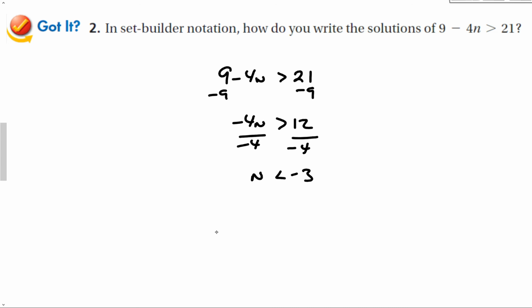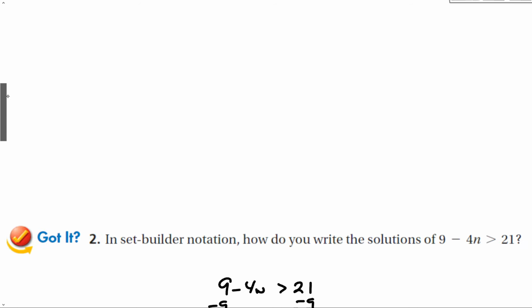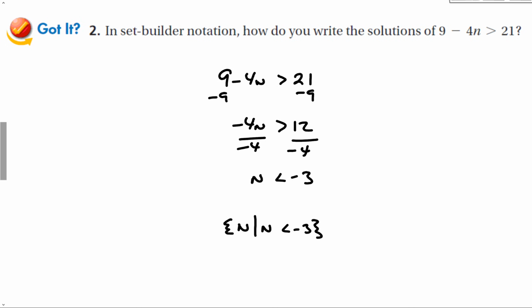And in set builder notation, I can write that as n such that n is less than negative 3. Yeah, that's fine. And I can use n as my variable, or I can rename it with a different letter.